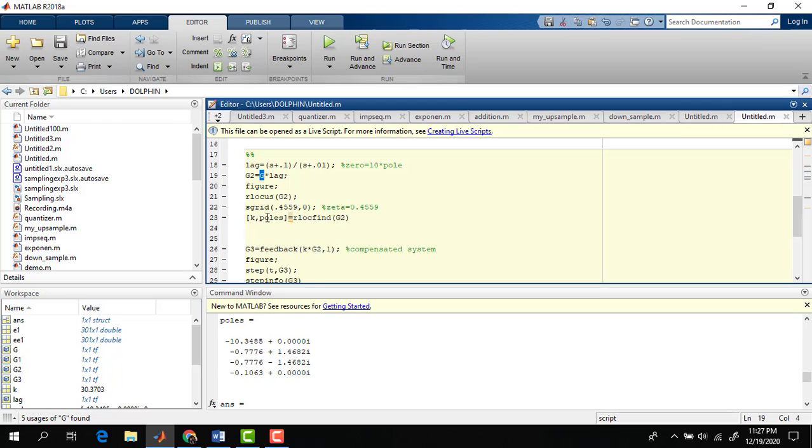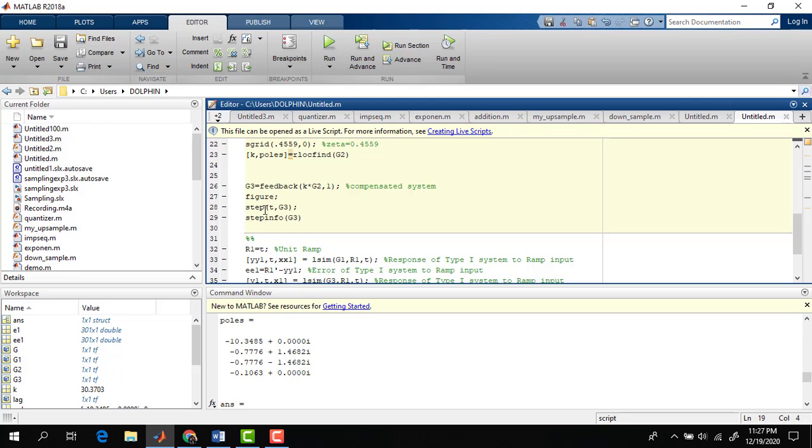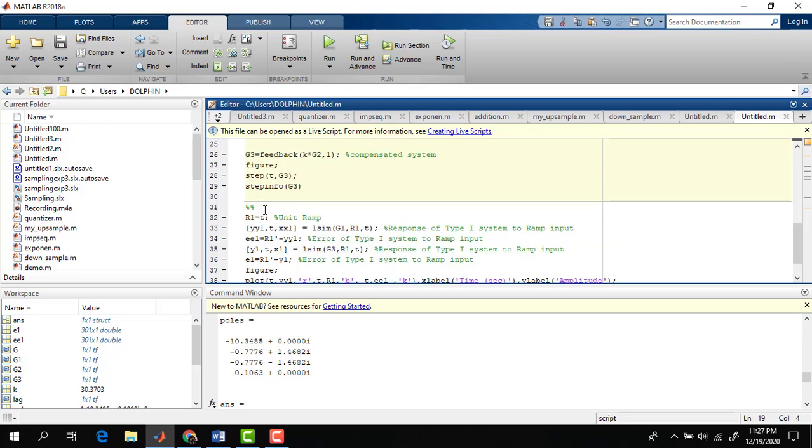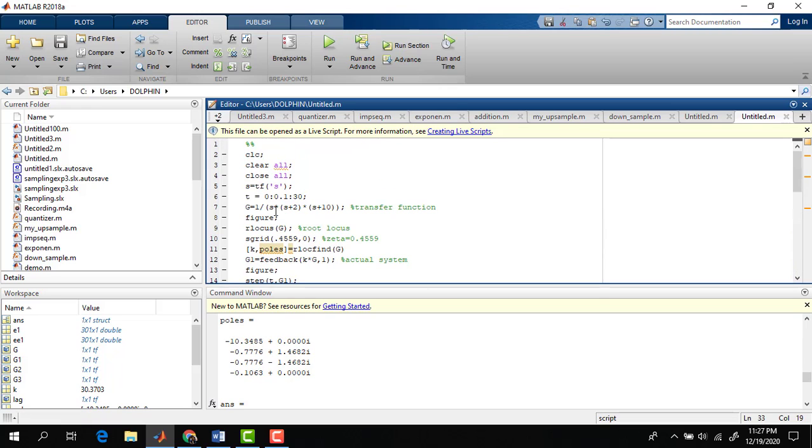Now as we have the gain, we will use the gain and the unity feedback to get our closed loop. And on that closed loop transfer function, we will again draw the step response and get the step info. Finally, we will just compare the outputs. You already know the functionality of the lsim command. I'm not going into the detail. We will just observe these graphs when we draw. Let's just run one by one. Let's just run this section.